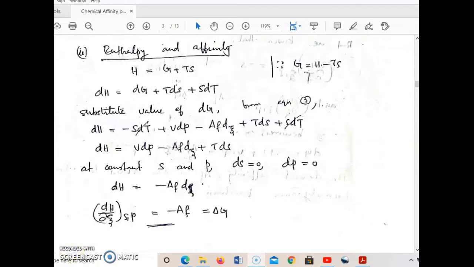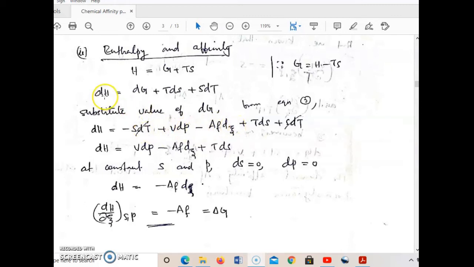Now let us see how enthalpy is related to chemical affinity. Enthalpy H is equal to G plus TS. From the equation G is equal to H minus TS, we just rearrange it to find H. H is equal to G plus TS. Now for an infinitesimal change in H, the equation can be modified as dH is equal to dG plus T dS plus S dT. And now for this dG term, we can substitute from equation 3. And dG from equation 3 is minus S dT plus V dP minus AF dθ.